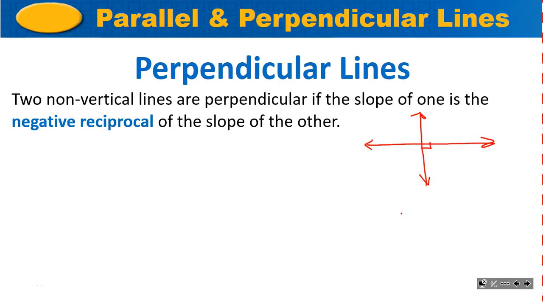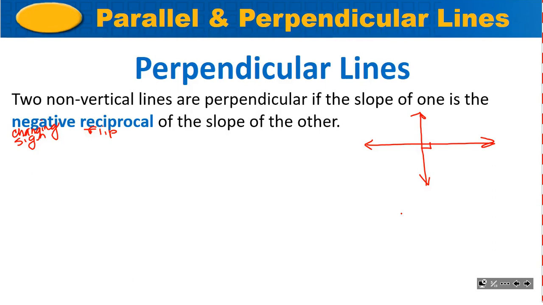Now, when we talk about negative here, we're talking about changing the sign. So when we talk about negating something, we're changing the sign of it. When we talk about reciprocal, we mean we're going to flip it. So these are the terms you need to keep in mind. We're going to change the sign of whatever the slope is, and we're going to flip it.